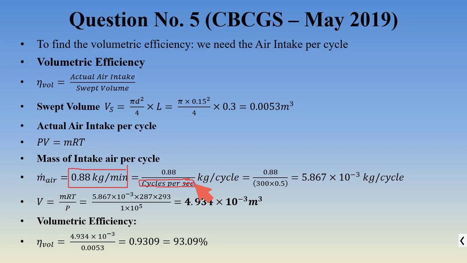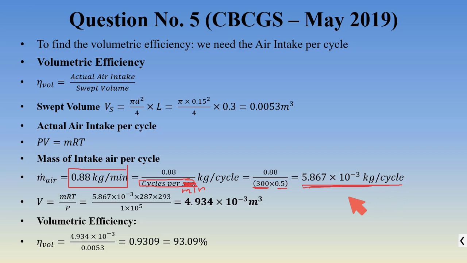Okay, sorry, this should be per minute, cycles per minute, right? So what are we going to do? What are the cycles per minute? Because this is a 4-stroke engine, 2 rotations make 1 cycle. Hence RPM multiplied by 0.5. So this is the amount of air intake per cycle.